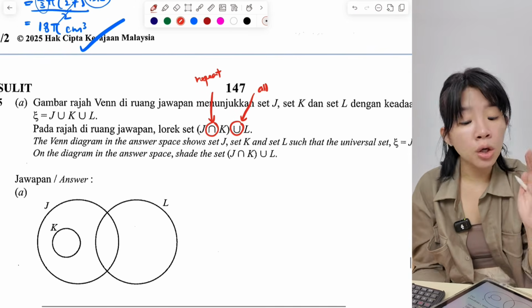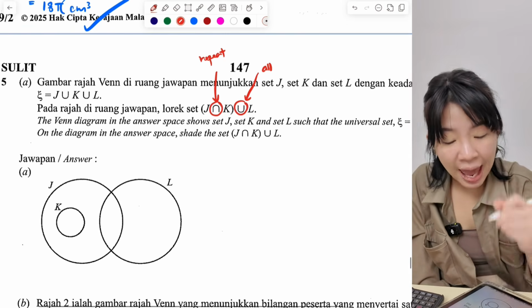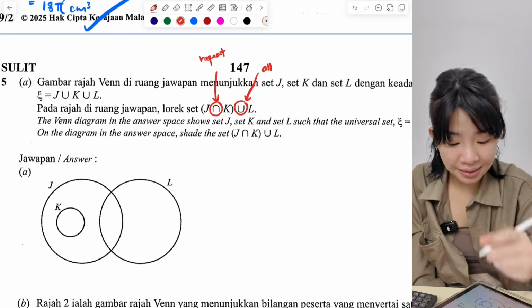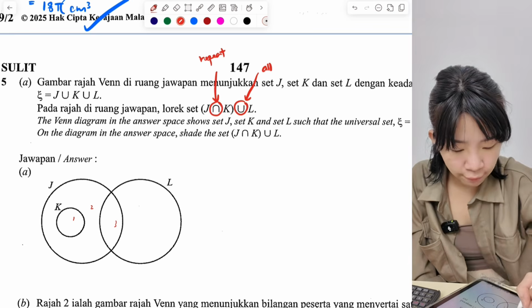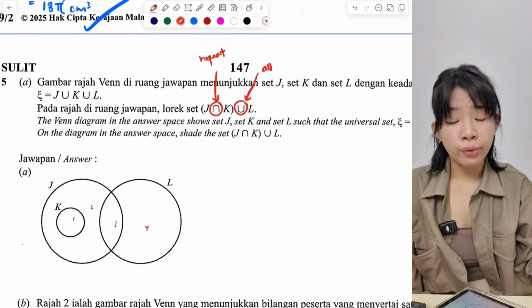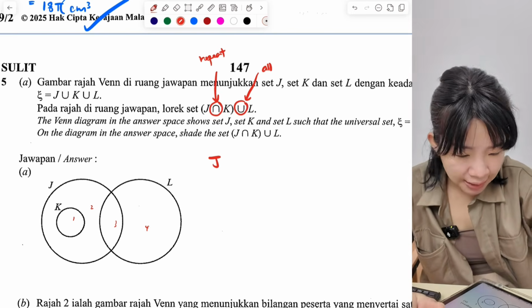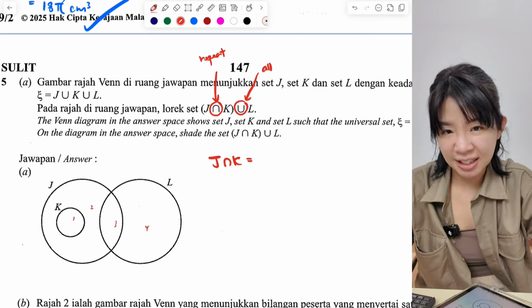Okay, now if you're not sure your answer, it is better to put number. We use numbering method. Okay, every space you put a number, but make sure you use pencil. 1, 2, 3, 4. Okay, so this one at the end you have to erase. Okay, so 1, 2, 3, 4. Okay, so now do the one that in bracket first. So they say J intersect K. Okay, what number in J intersect K?